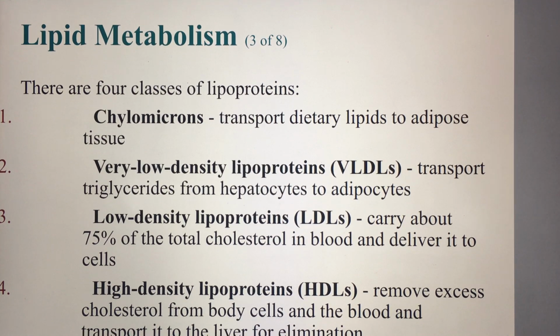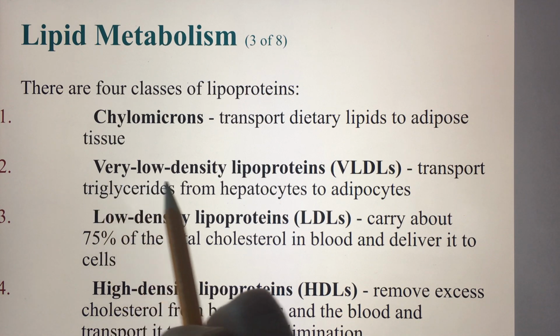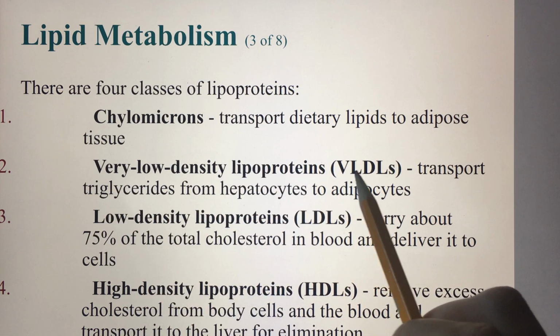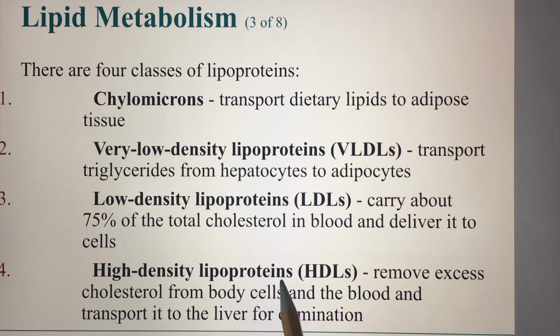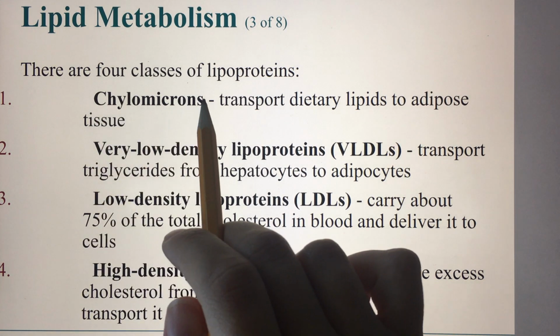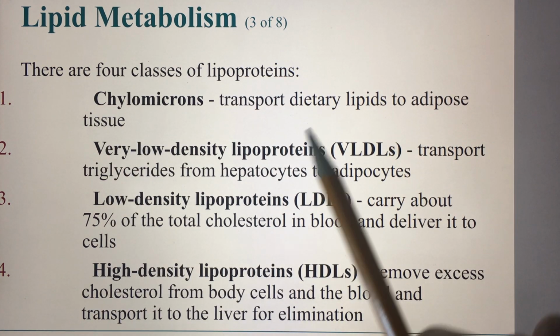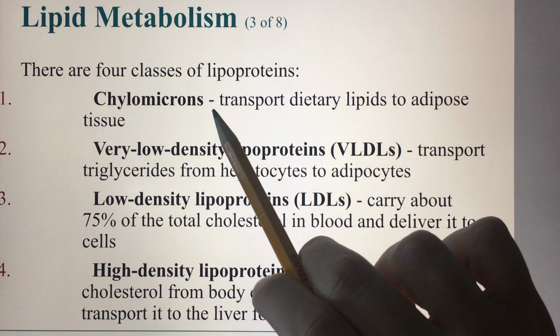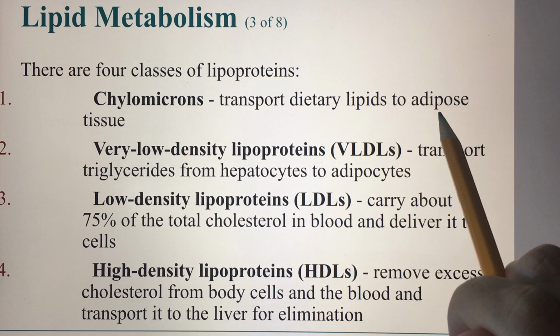There are 4 classes of these lipoproteins. They can be called chylomicrons, very low density lipoproteins known as VLDLs, low density lipoproteins, LDLs, and high density lipoproteins, HDLs. Chylomicrons transport dietary lipids to adipose tissue. So if there's fats that we eat, chylomicrons will transport these fats from the gut to the bloodstream to the adipose tissue, to the fat tissue, to be stored in our body.